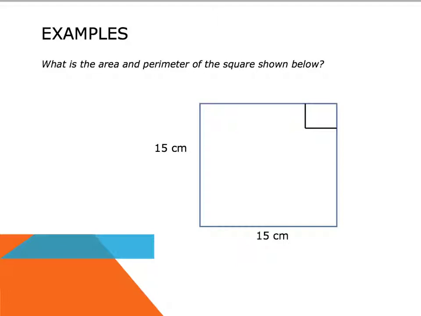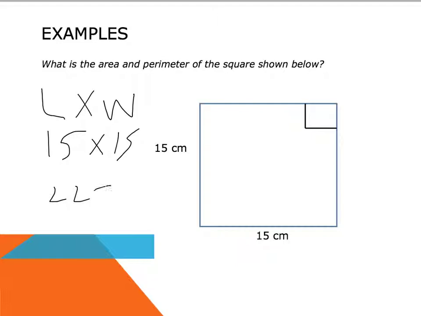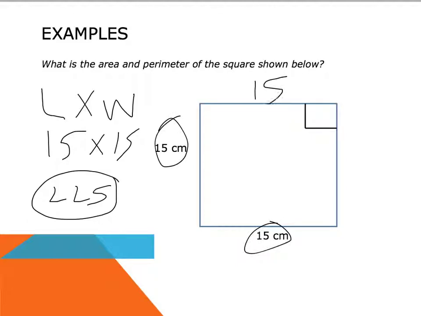Example number 2. What is the area and perimeter of the square shown below? Well, it's pretty simple. For the area, all you have to do is take length times width. So you would take 15 times 15, and that would be 225 centimeters cubed. And then for the perimeter, you'd have to add all sides up. So if these two are 15, then these two would have to be 15. So if you add all those up, you would get 60 centimeters, and that would be the perimeter.